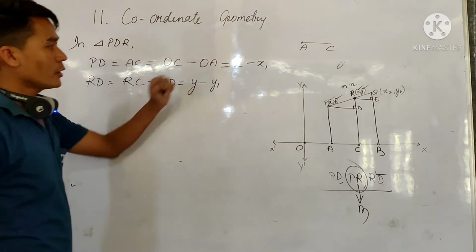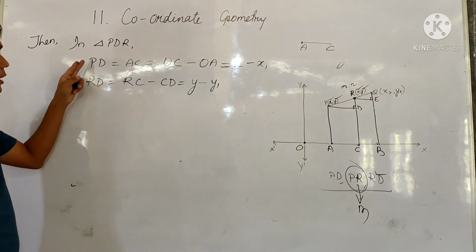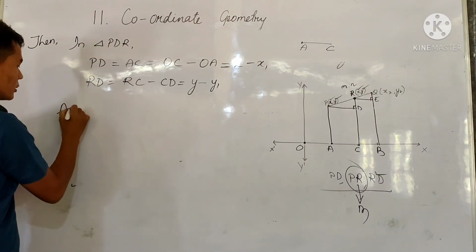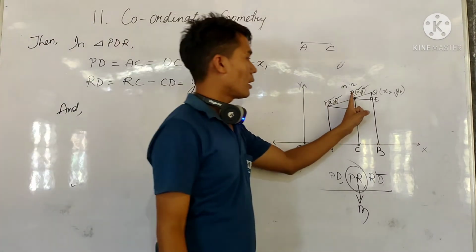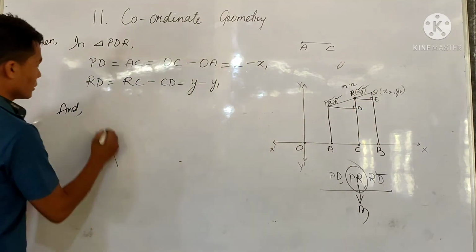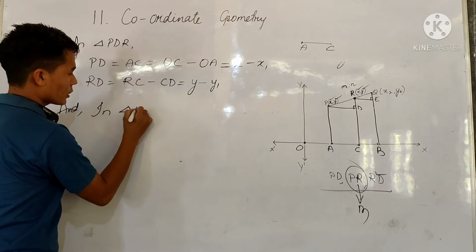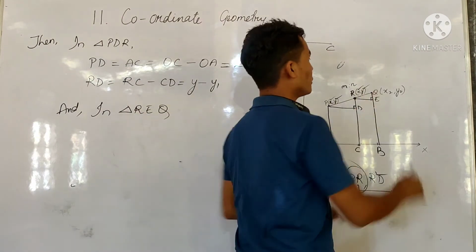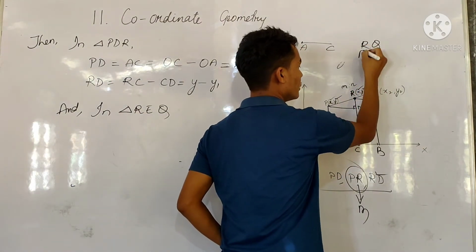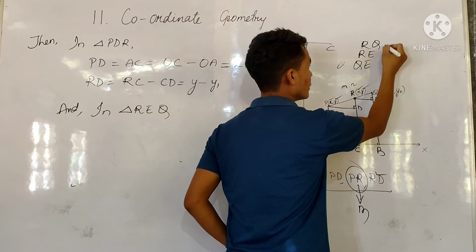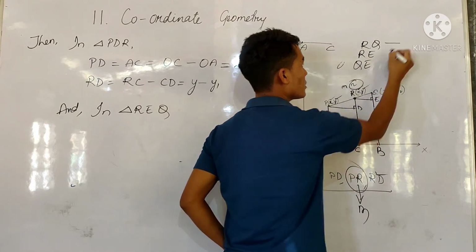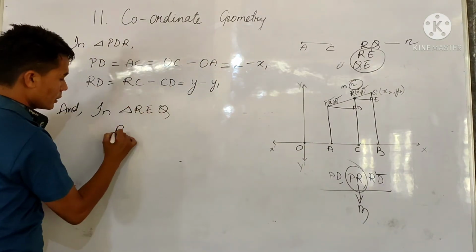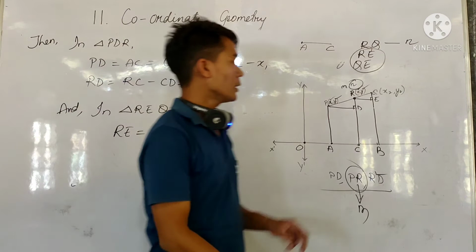So this is the value of the side PD and RD in triangle PDR. And next, triangle REQ. In triangle REQ we have three sides: RQ, RE and QE. RQ is already given as n. So we have to find RE and QE. What is the value of RE?